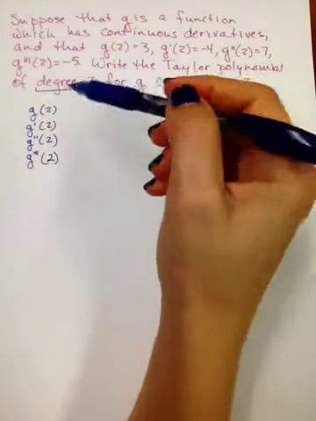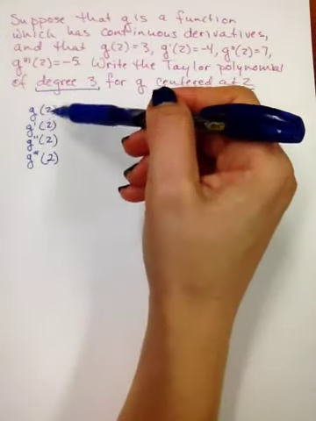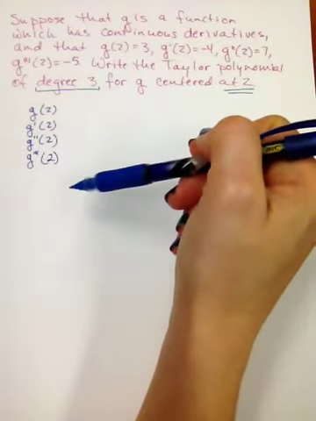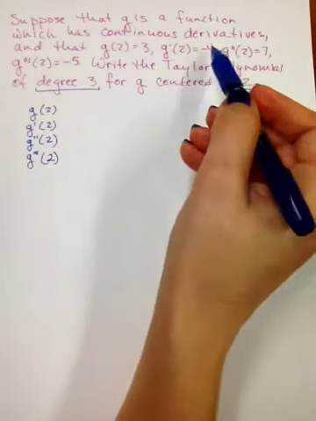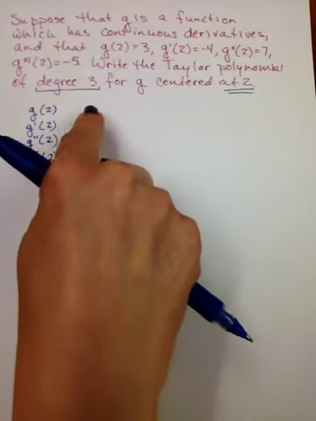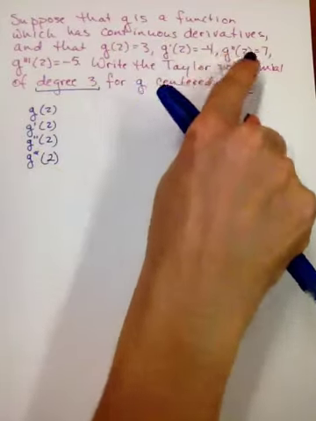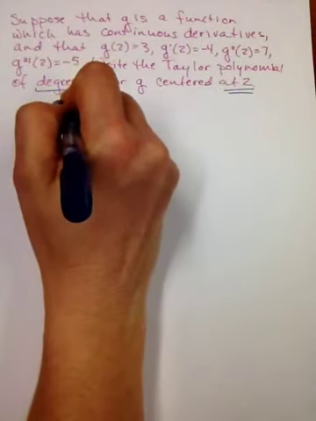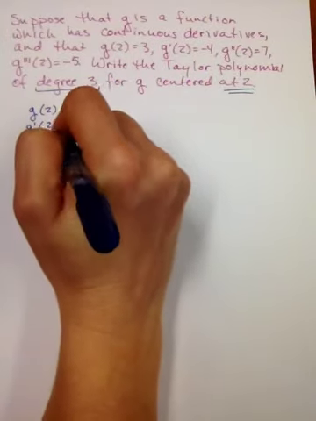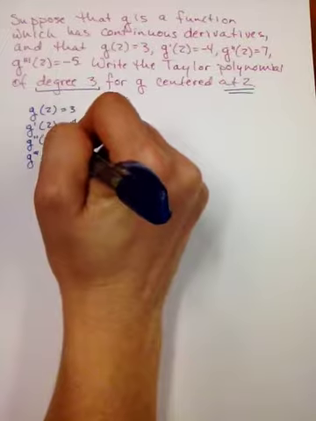Now, normally, what you would do if you're actually asked for this is you'd be given some function g and you would take the derivatives and then you would evaluate each of these at x equals 2. Well, in this problem, they gave them to us, so I'm going to write them out just like we would normally. We're just skipping a step. Instead of actually having to take the derivative and then evaluate, they actually tell you what you would get. So g of 2 equals 3, g prime of 2 equals negative 4, the second derivative equals 7, and the third derivative equals negative 5.